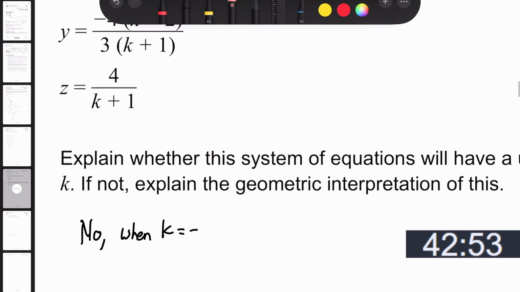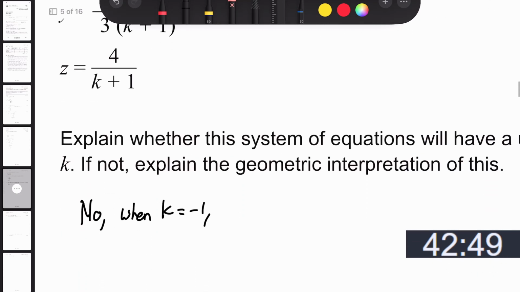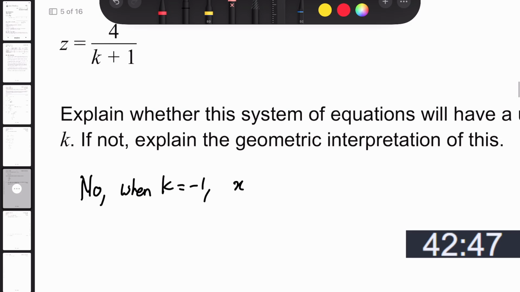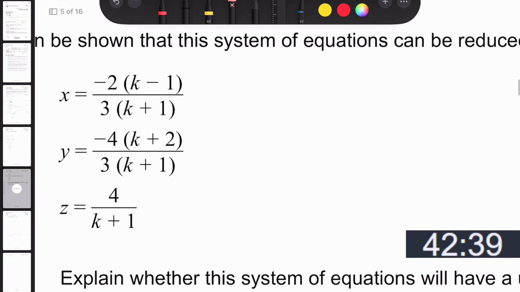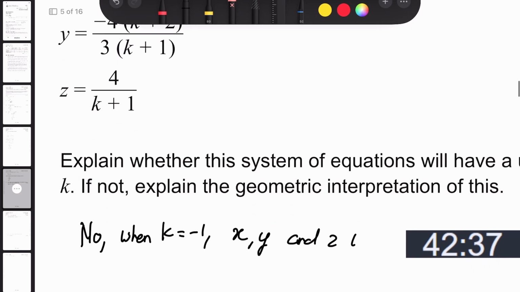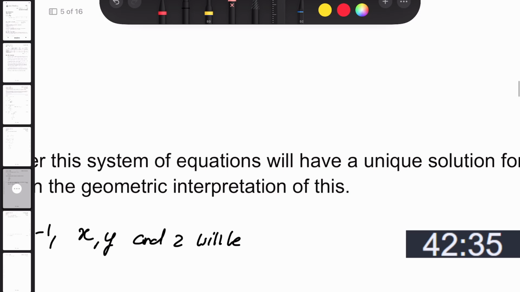When k equals negative 1, x, y, and z will be undefined, because negative 1 plus 1 should be 0. x, y, and z will be undefined.